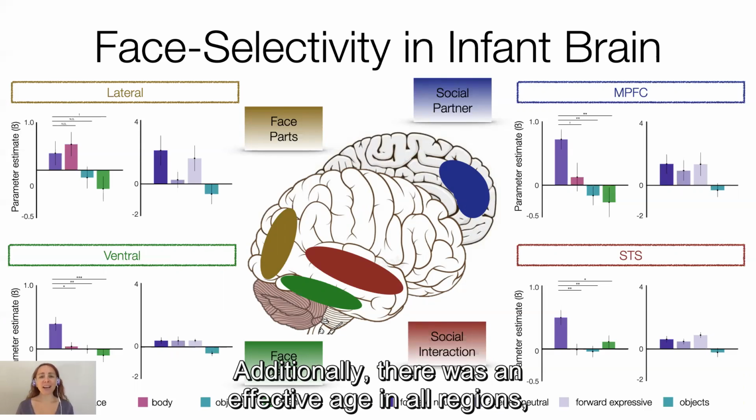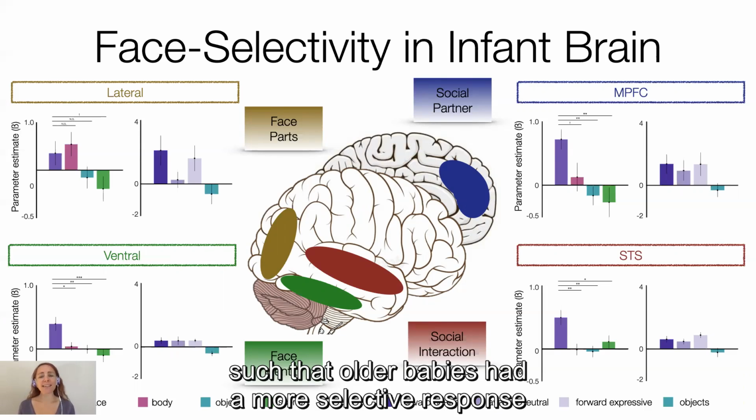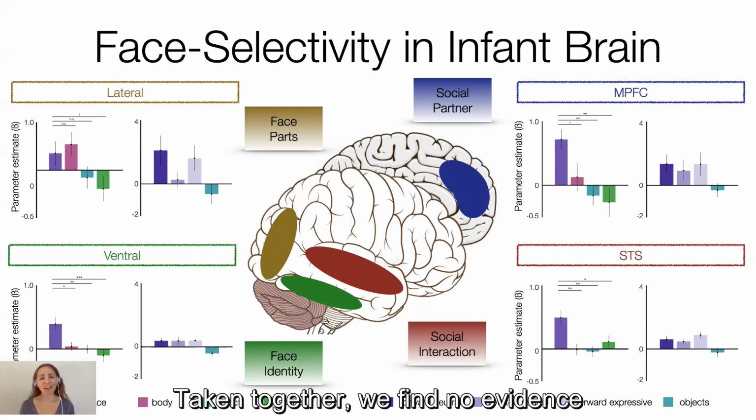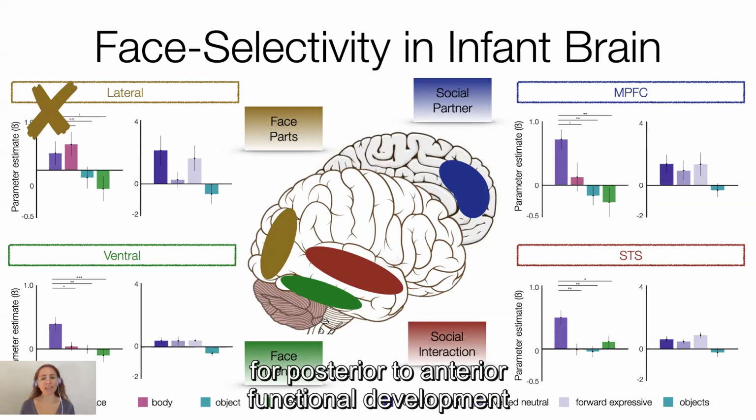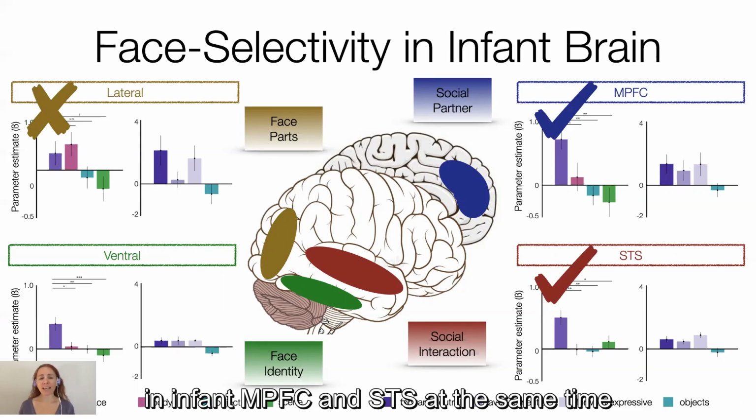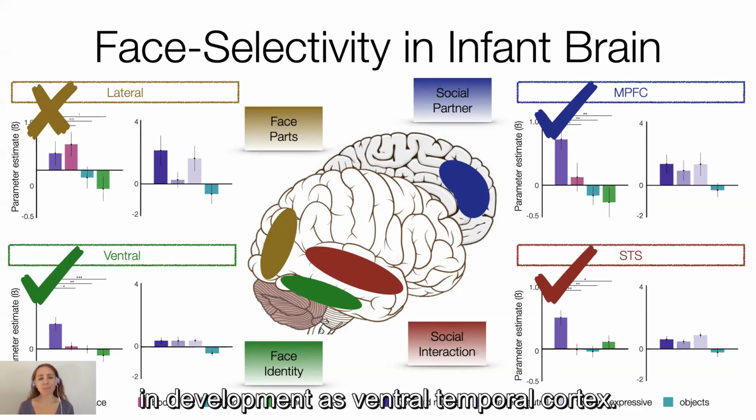Additionally, there was an effect of age in all regions such that older babies had a more selective response than younger babies. Taken together, we find no evidence for posterior to anterior functional development in the infant brain. Rather, we find face-selective responses in infant MPFC and STS at the same time in development as ventral-temporal cortex.